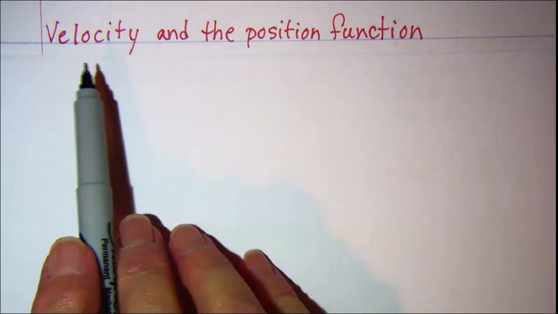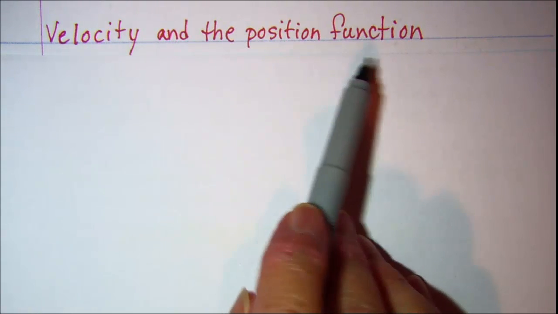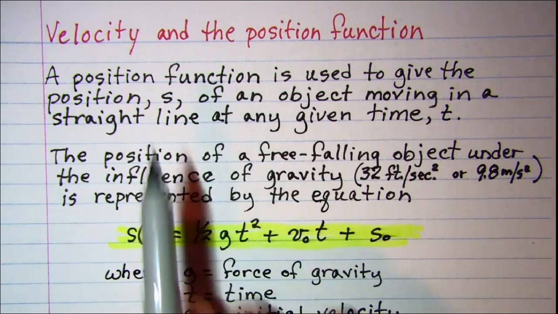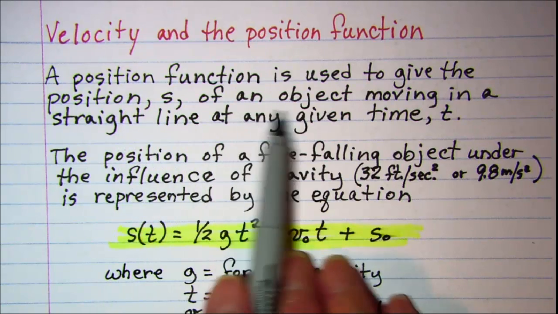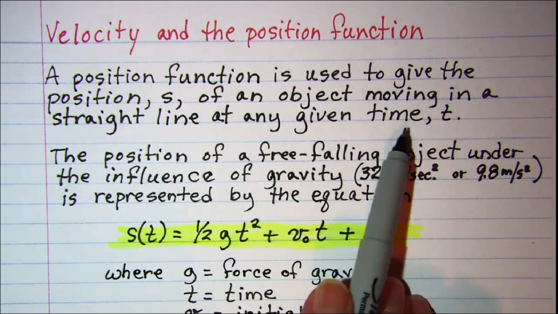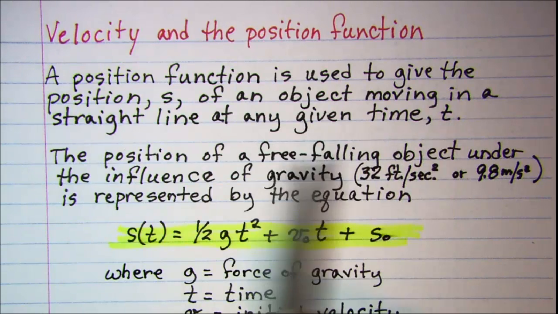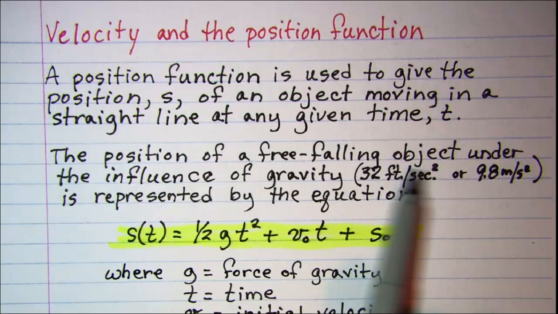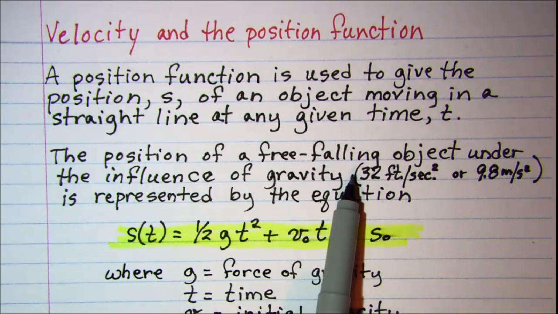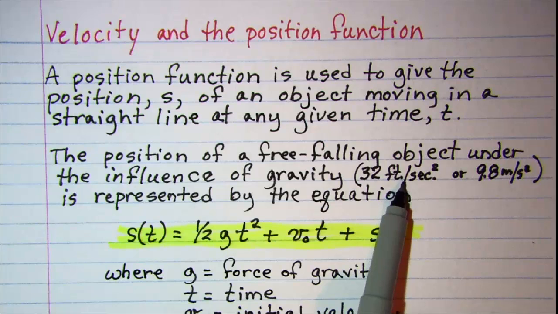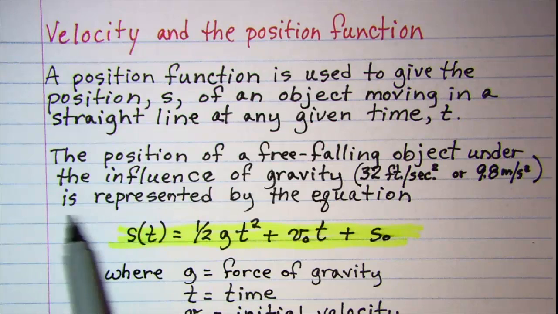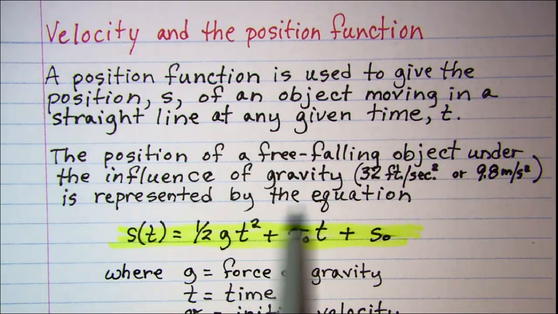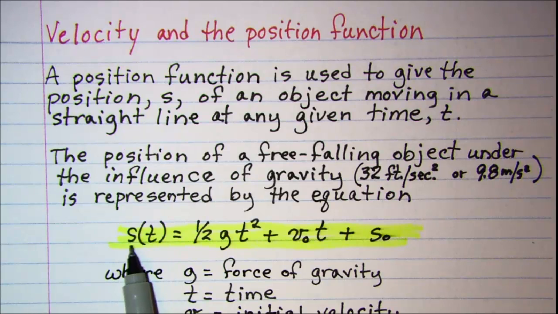In this video, we'll be talking about velocity and the position function. A position function is used to give the position s of an object moving in a straight line at any given time t. The position of a free-falling object under the influence of gravity, either 32 feet per second or 9.8 meters per second, is represented by the equation s of t. Notice s is your position, t is your time.